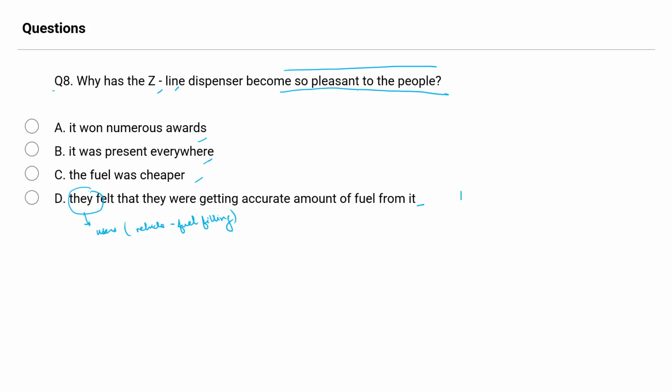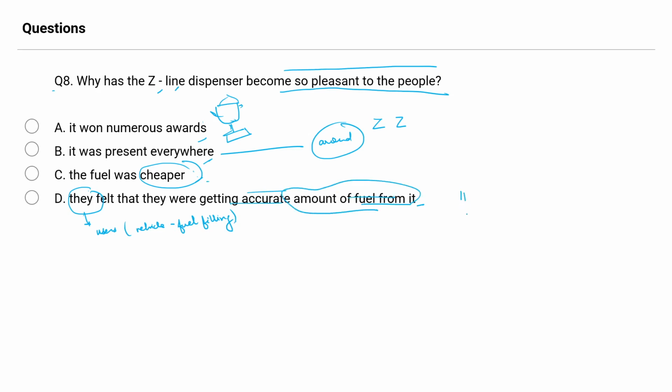Why has the Z-Line dispenser become so pleasant? Numerous awards, you know, it got a lot of awards and prizes. It was present everywhere. So all around you were seeing this Z-Line, and Hindustan Petroleum, Bharat Petroleum, everybody wanted it. The fuel was cheaper, and the people felt that they were getting accurate amount of fuel from it. So we are talking about the perception factor. All right. So this is from a perceptive point of view.